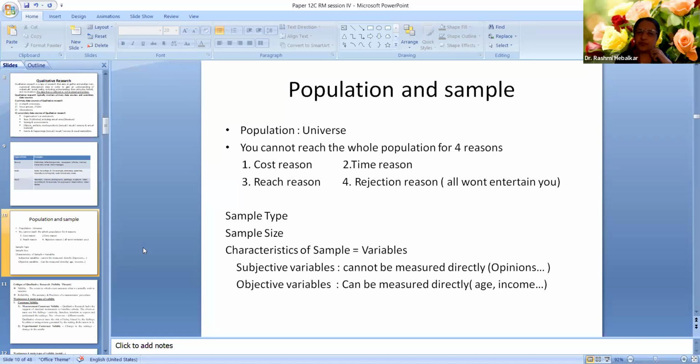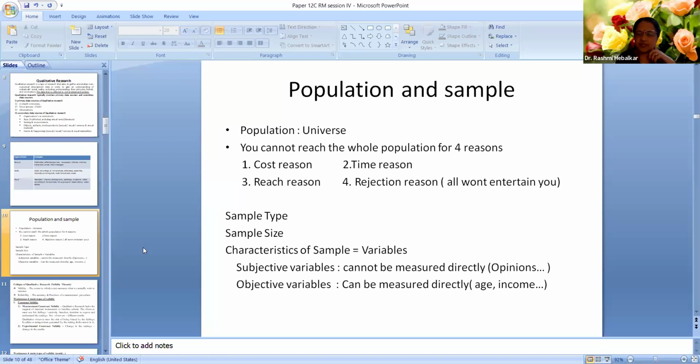Why don't we study population? Simple 4 reasons are given. That means why don't we study big number? Cost reason, time reason, reach reason, contacting, and rejection reason. Because all won't entertain you. Okay.